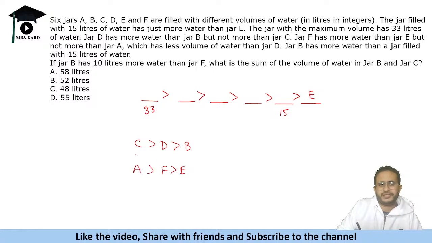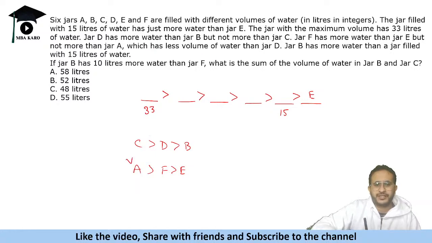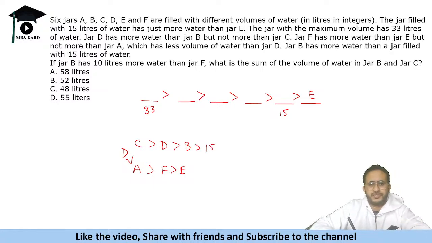Okay, so we need to place these. A has less volume than D, so A is less than D. Now it is clear that C will have the highest. It also says that jar B has more water than the jar filled with 15 liters of water, so B is greater than 15. That is the information given to us. Based on this information, we need to arrange these 6 jars.